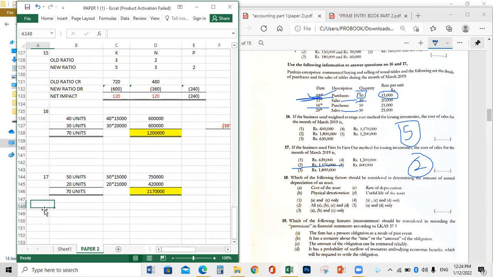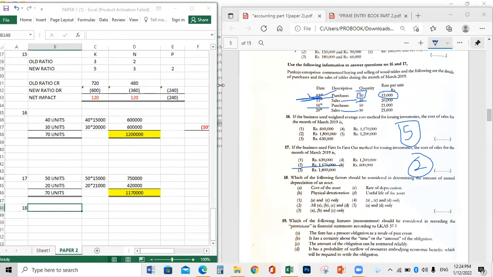Now go to question number 18. Go to question number 18. Quickly send me the answer for question 18.